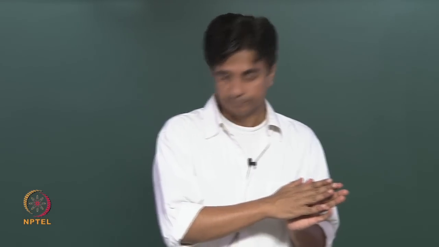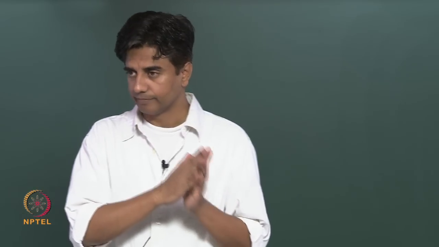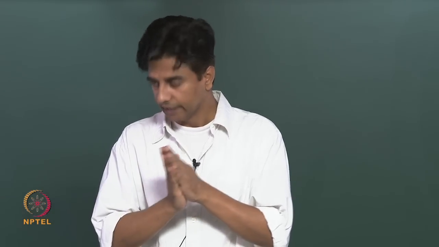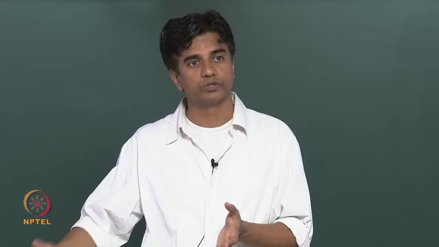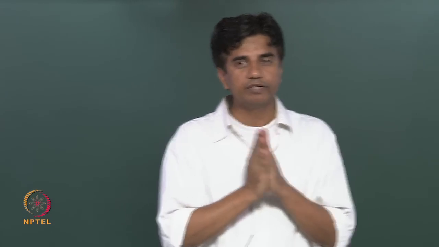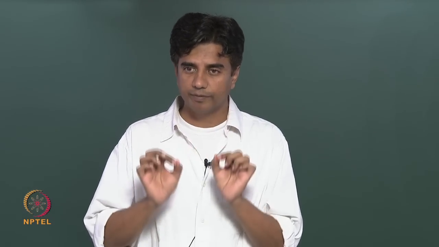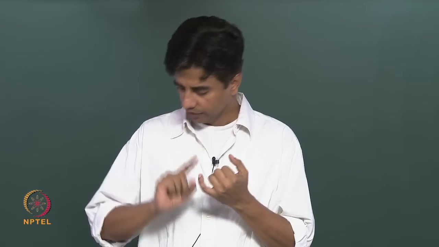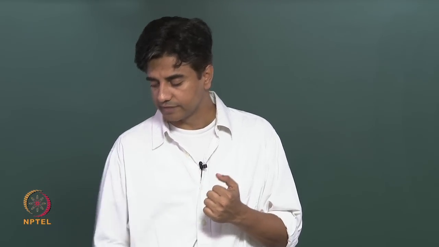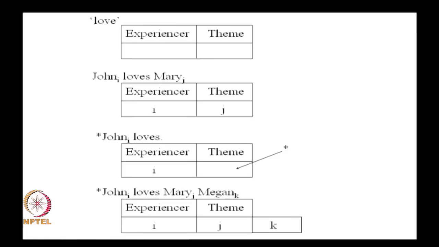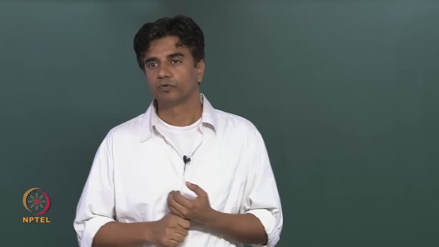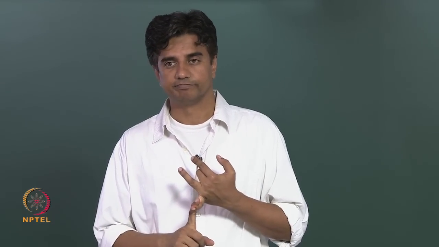The relationship between syntactic structure, that is subject and complement, and the relationship between semantic roles is the following. When we talk about arguments of a predicate, how many arguments does this predicate have? Love. Is this a transitive verb or an intransitive verb?